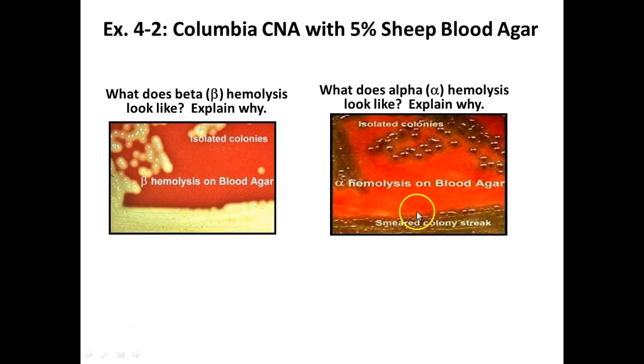Alpha, on the other hand, implies that it's not complete. It basically pokes holes in the membrane. When that happens, oxygen gets in, and that oxygen reacting with the iron creates this greenish discolorization, almost like when iron rusts, right?